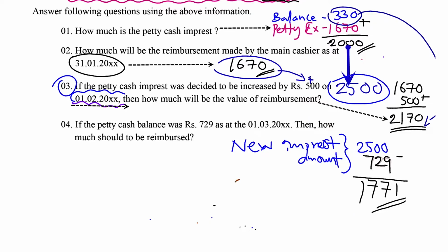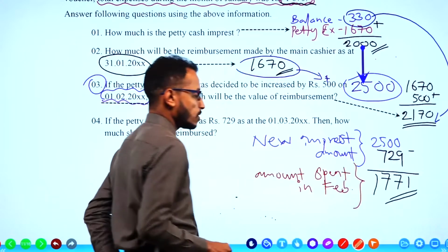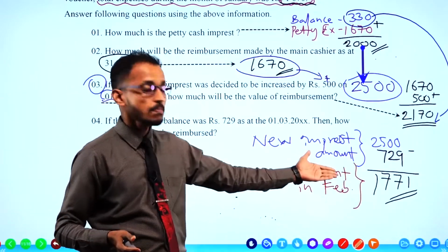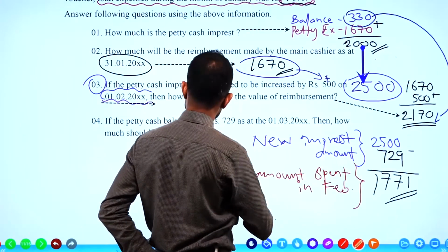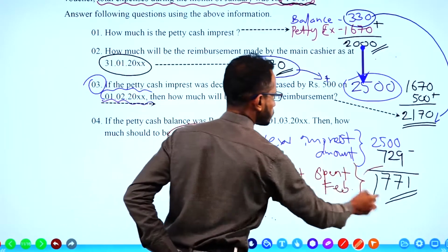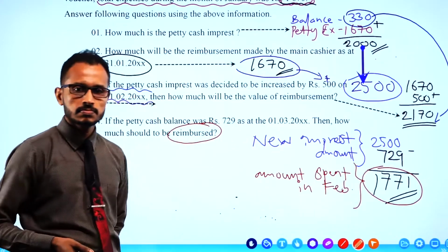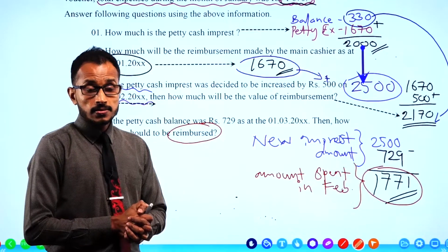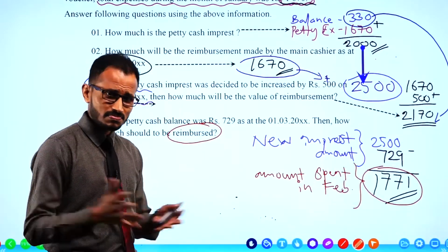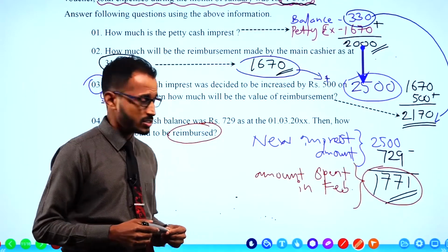This is the amount spent in February. The amount spent only should be reimbursed. So the same amount should be reimbursed. This is the answer to the last question. Done. How do you feel about it? Easy calculations, very, very simple calculations, children.